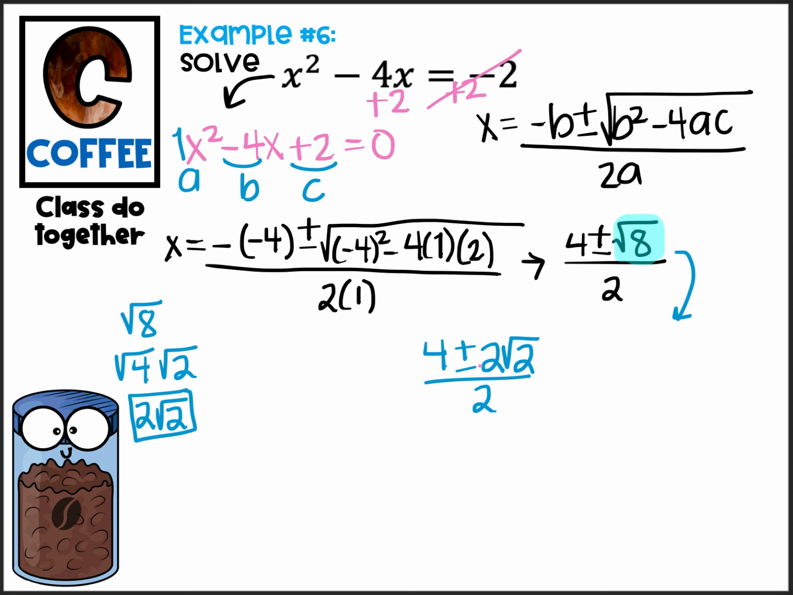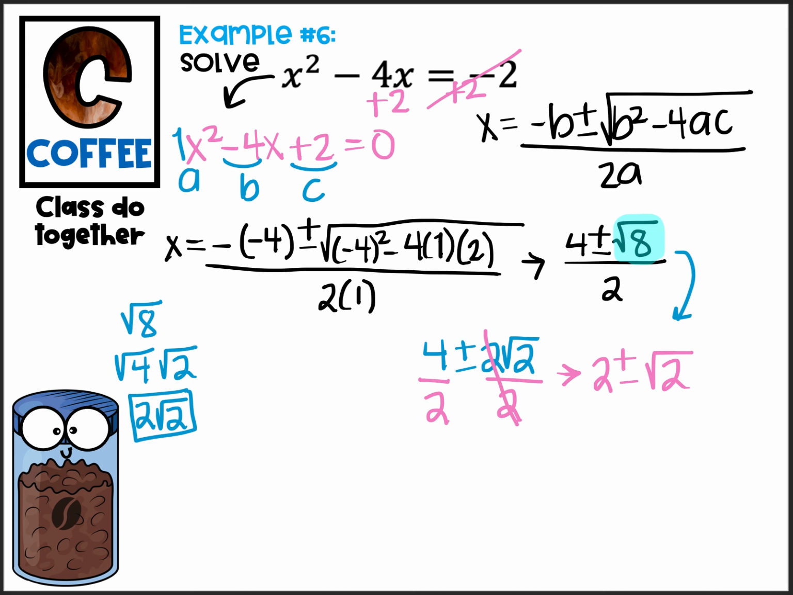Yes, that's your answer, but we can simplify. If we rewrite both terms divided by 2 instead of everything divided by 2, it's easy to see that I can simplify. 4 divided by 2, that's 2, plus or minus the square root of 2 divided by 2, that's 1. So 2 plus or minus the square root of 2.